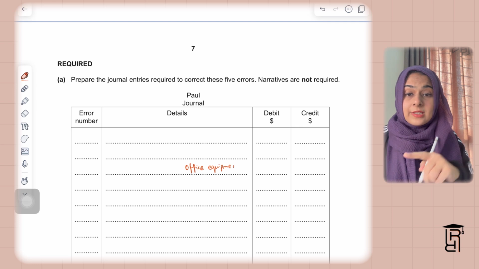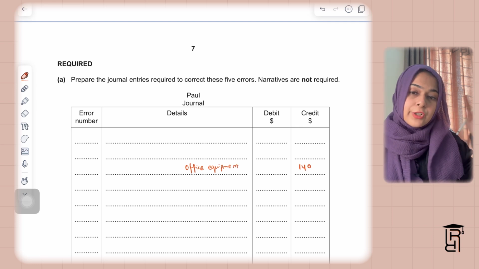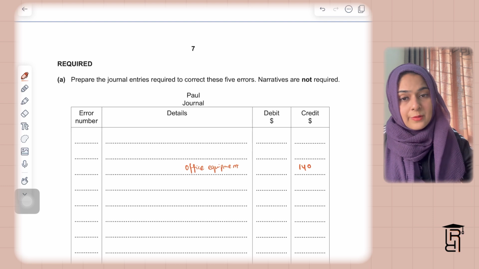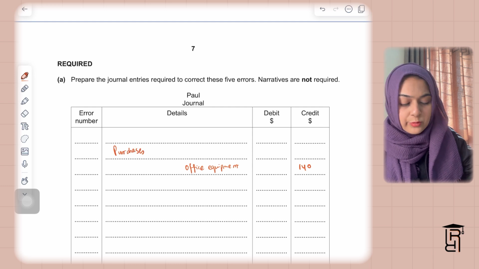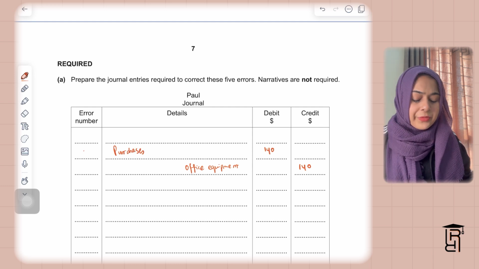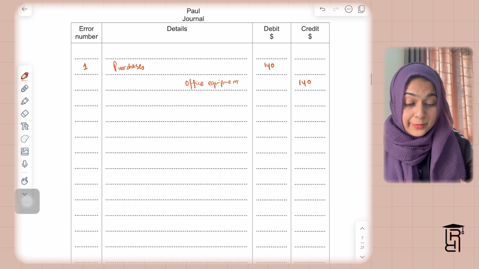Assets increase on the debit side, decrease on the credit side. But if you have debited the office equipment account, you need to credit the office equipment account to remove the amount from the office equipment account and debit the purchases account. So you debit the purchases account and you write 140, and this is error number 1. Yes, so purchases debit, office equipment credit.